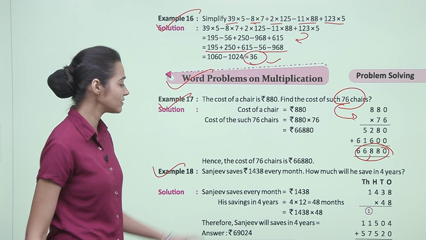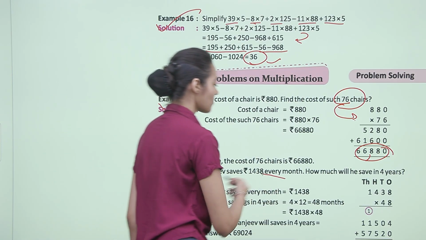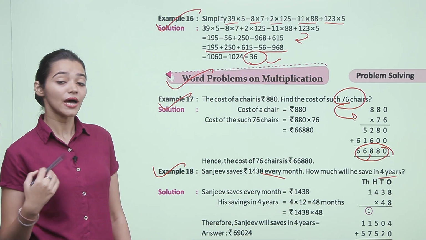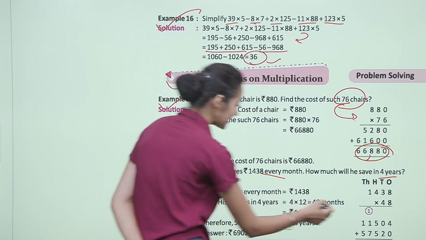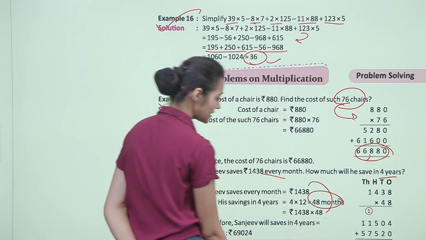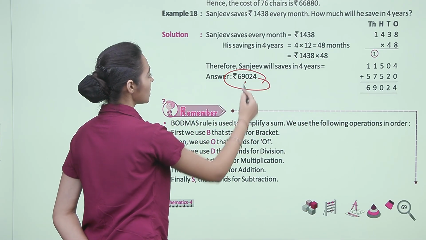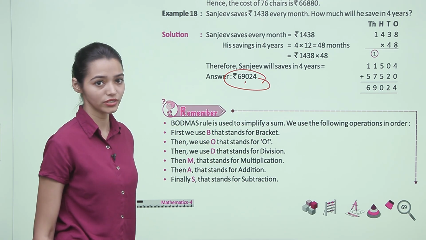Now in example number 18, we are told that Sanjeev saves this much amount of money every year. How much will he save in 4 years? That means 12 into 4, that is 48. So we have to multiply it by 48, and he will save 69,024 in all 4 years.